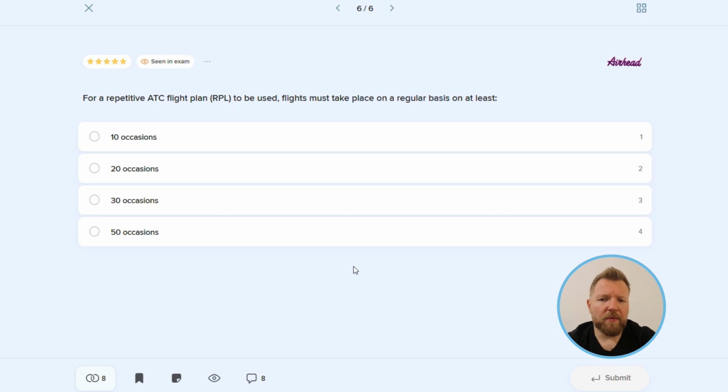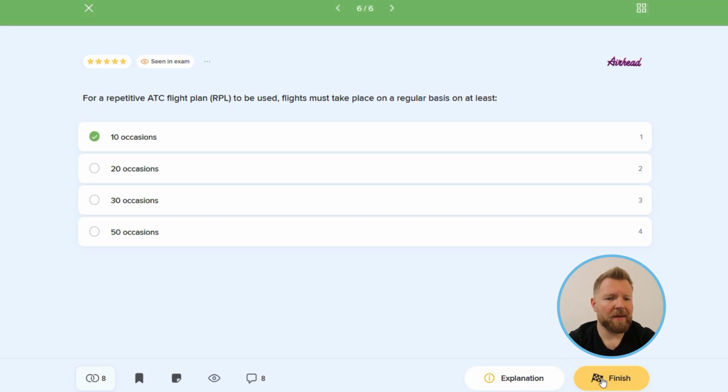The main purpose of repetitive flight plans is to make flight planning easier for operators who regularly operate the same scheduled route between 2 aerodromes. And since there is no new flight plan for every flight, it also reduces workload for air traffic service units. The repetitive flight plan is used for IFR flights operated on the same day of consecutive weeks on at least 10 occasions, or for flights operated every day on at least 10 consecutive days. So the correct answer is answer number 1, 10 occasions. And this answer is also correct.